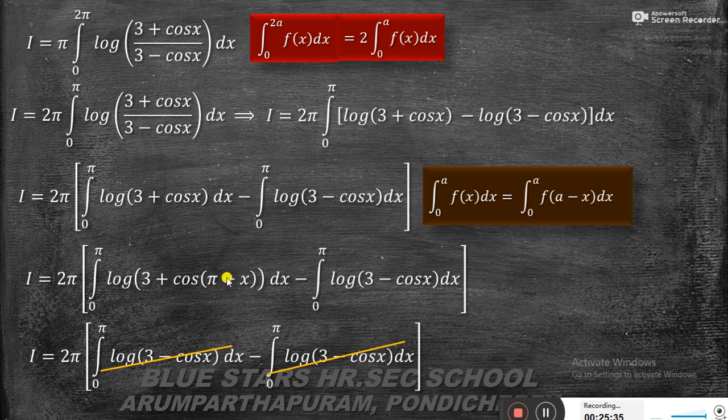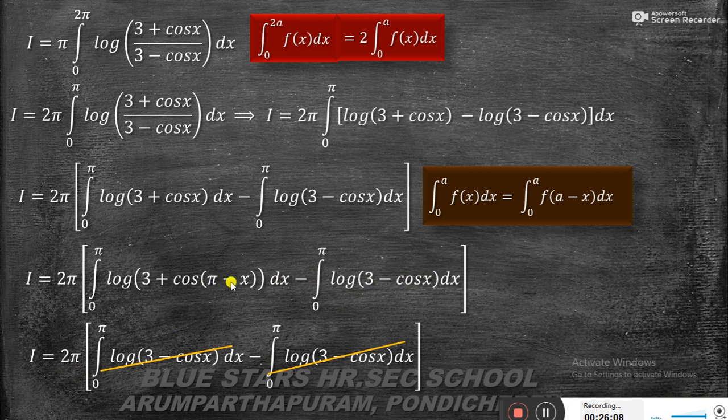Now I substitute x equals pi minus x, because the limit is a, so I take a minus x. Here the limit is pi, so pi minus x. I substitute x equals pi minus x in the first step. So I write 2 pi times the integral 0 to pi of log of (3 plus cos of (pi minus x)) into dx minus the integral 0 to pi of log of (3 minus cos of (pi minus x)) into dx.